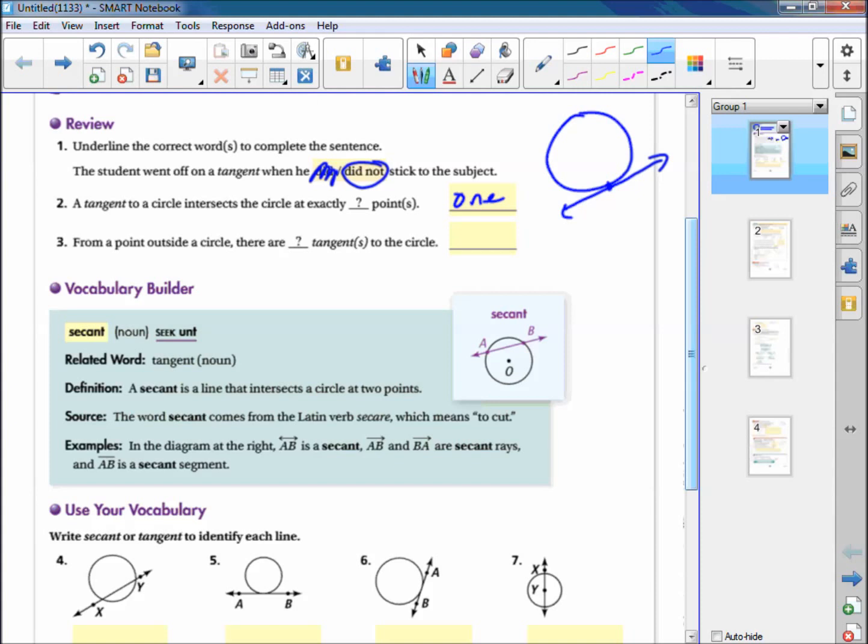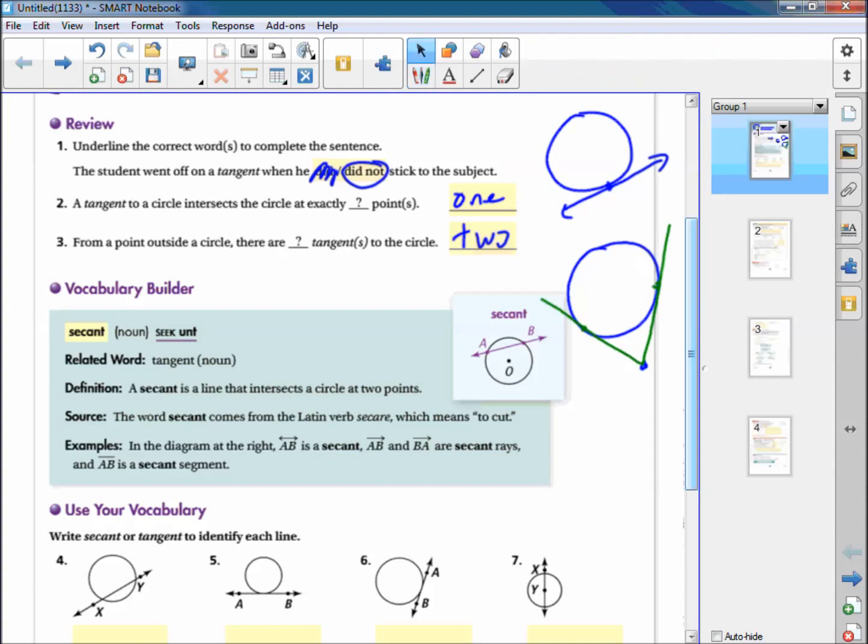And then from a point outside a circle, there are 2 tangents to the circle. So here's another circle, here's a point outside it, and we can draw 1 tangent line this way, and 1 tangent line that way. So we always have 2.